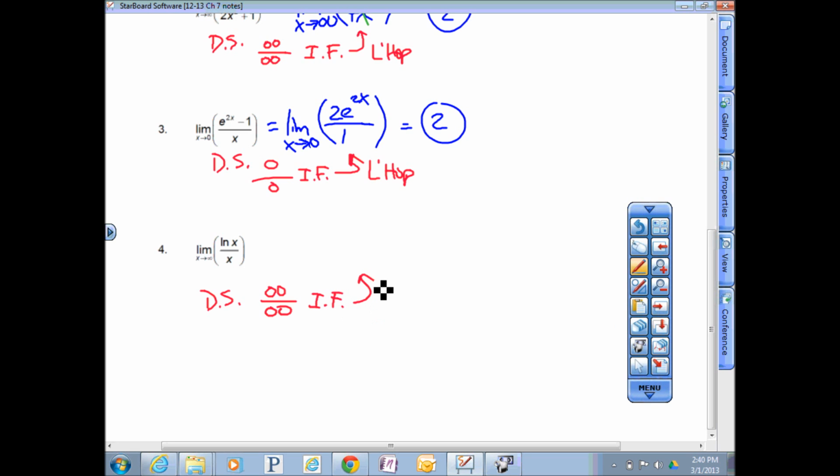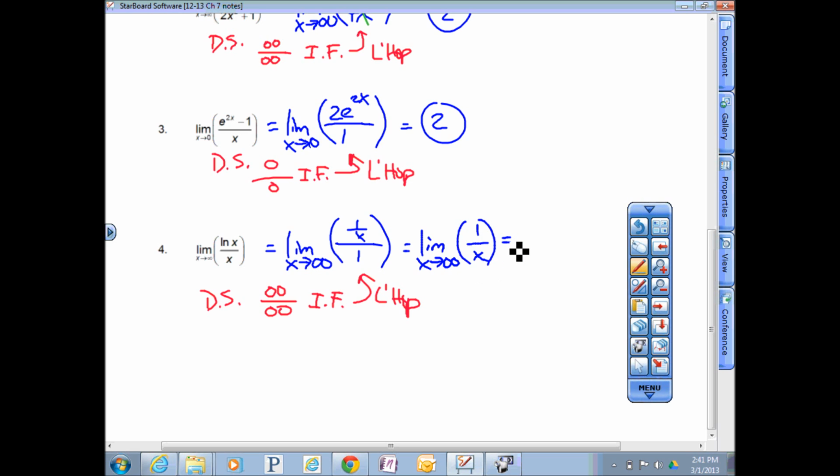Maybe every problem will be an indeterminate form. Let's use L'Hopital's rule. If I use L'Hopital's rule, limit as x approaches infinity of 1 over x divided by 1. Fractions inside fractions. Let's clean it up. Limit as x approaches infinity of 1 over x.